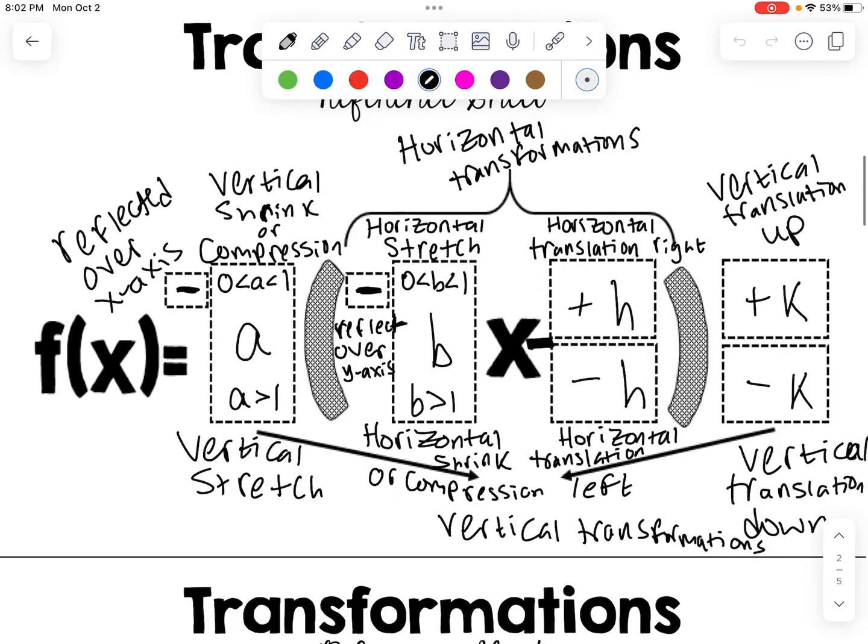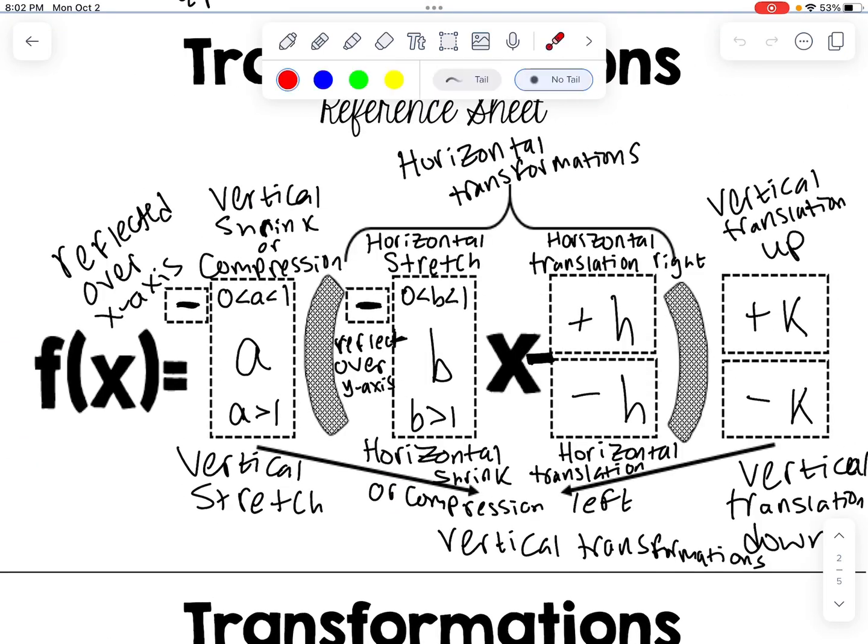There it is. Okay, so a while back, and I know I'm picking your brains a little, a while back we talked about this reference sheet that we had to talk about all of the different transformations we'll have. Okay, we have an A, B, H, and a K. Those are our 4 variables that we have to quote-unquote play with when we're doing transformations.